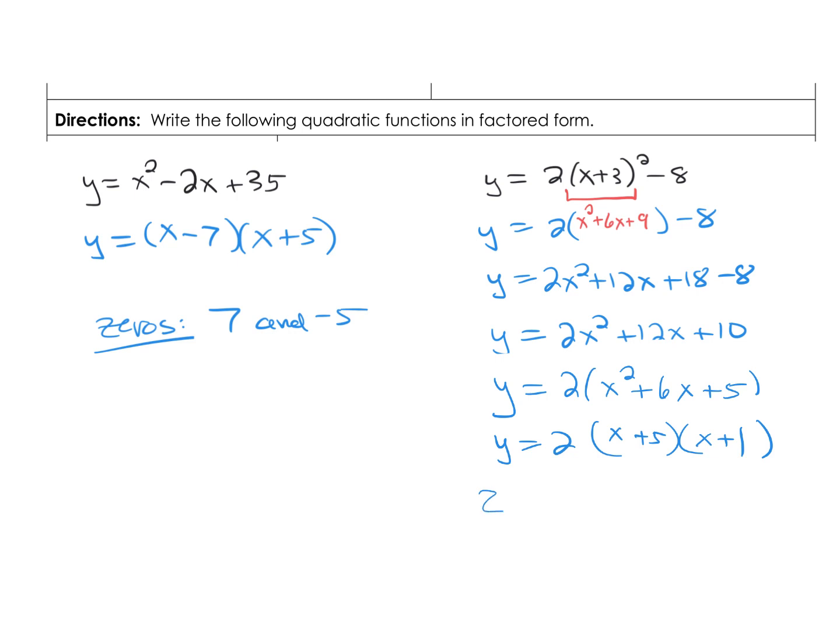And I can tell that the zeros from this equation are negative 5 and negative 1. You don't get zeros or anything from this. This would be my stretch factor. So this would be my POC number that I would multiply by. So I could say the POC would be 2 times the 135, so 2, 6, 10.